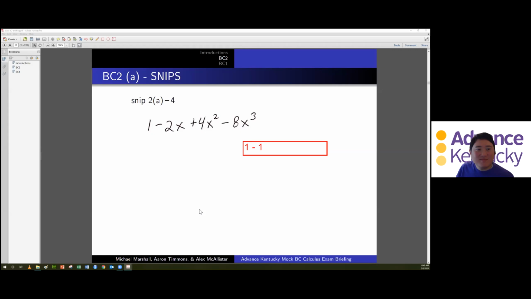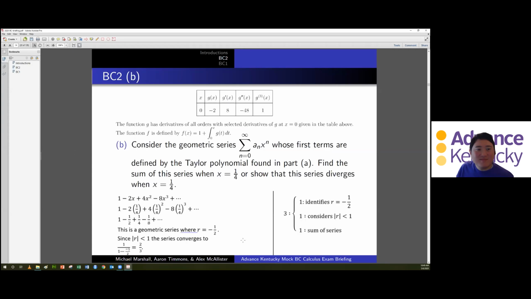All right, so let's go on to part B. So we want to share with you, remember what the question is. What we're doing is taking that Taylor polynomial that the student just found, and let's think about it as a geometric series. And then what we want to do is find the sum of this series when x is equal to 1/4, or show that it diverges when x is equal to 1/4.